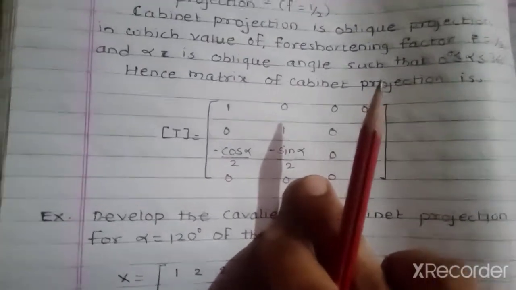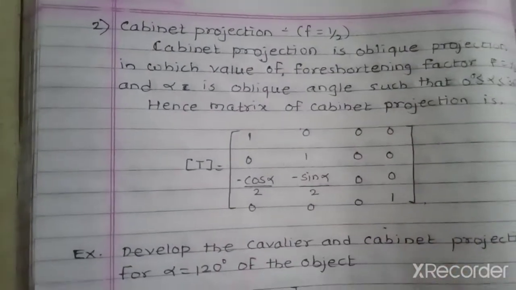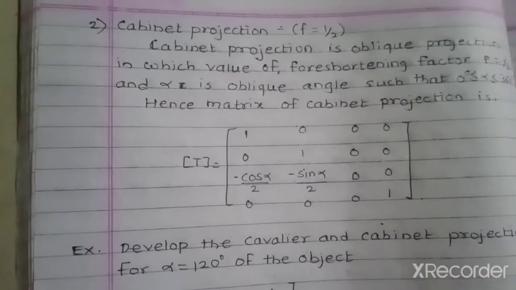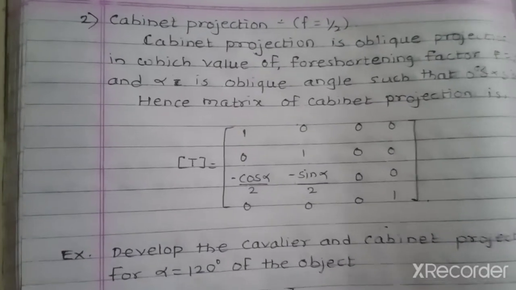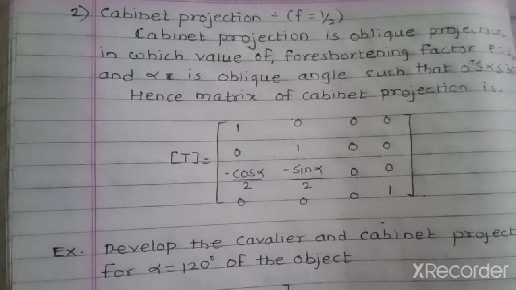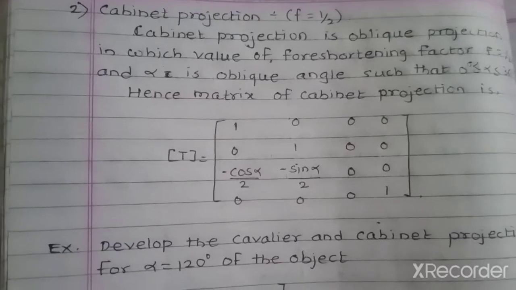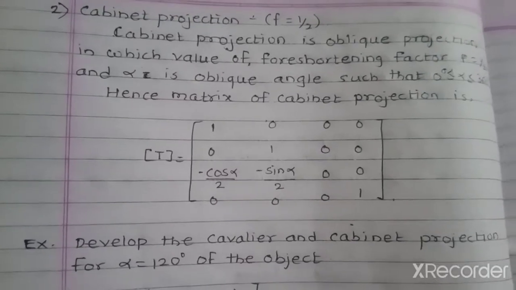So in this manner we have to use the value f equal to 1 for the Cavalier projection and the value f equal to 1 by 2 for the cabinet projection. So now here we have to discuss one example.